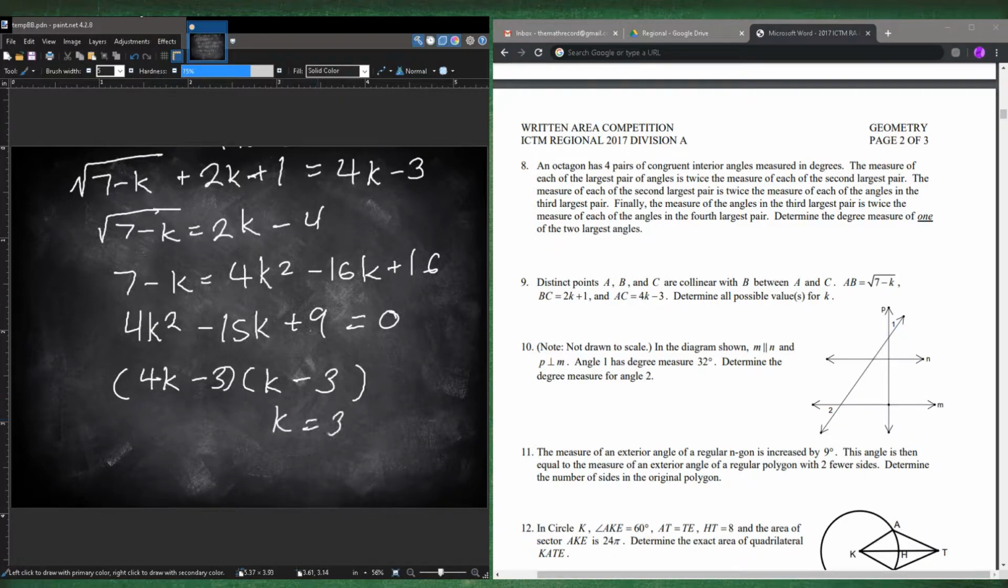So k is equal to 3, or k is equal to 3 over 4. So we have two answers, but we need to check for extraneous solutions. So usually one of them doesn't work. So we put 3 in here, right?